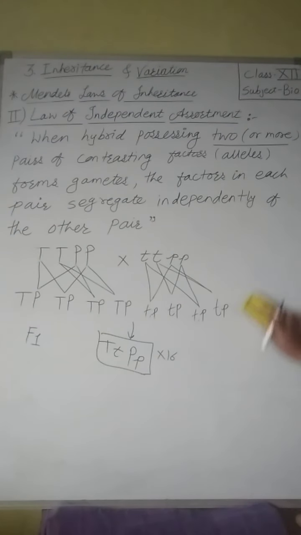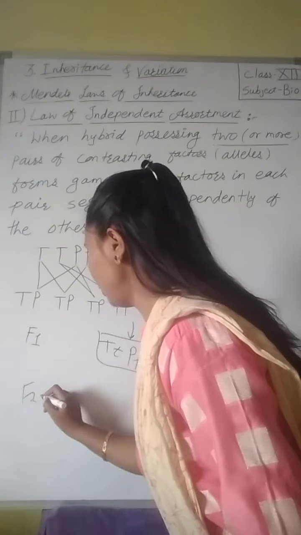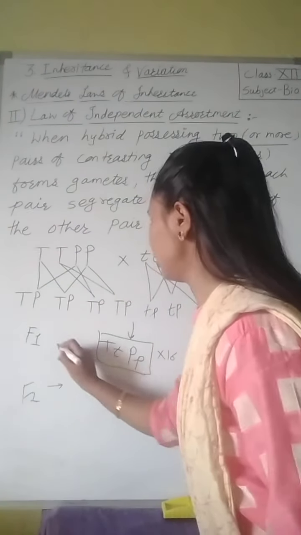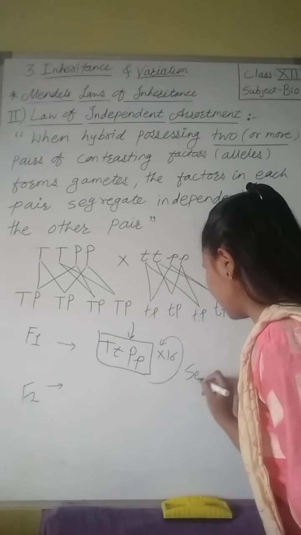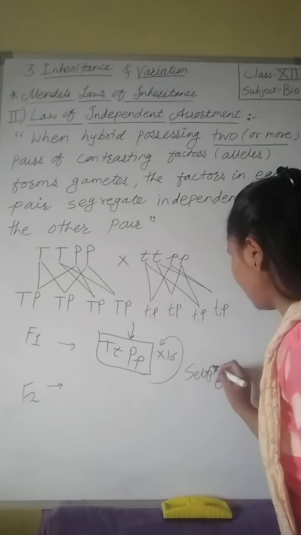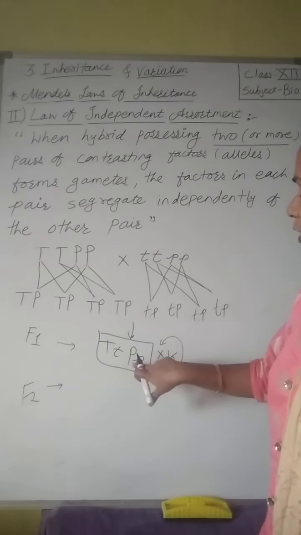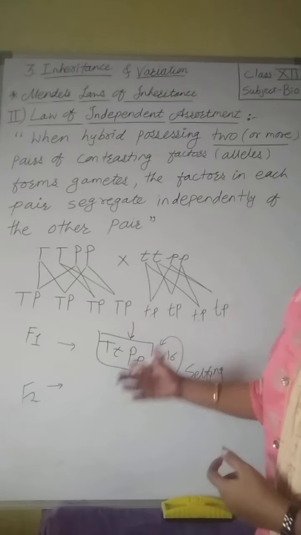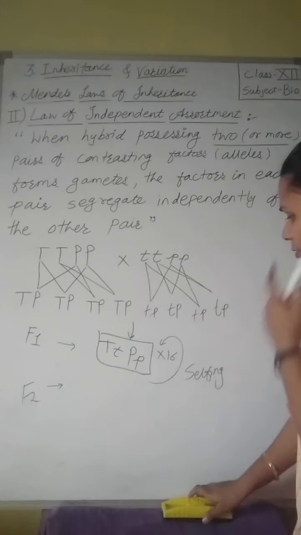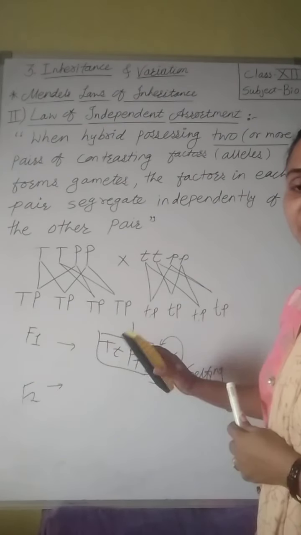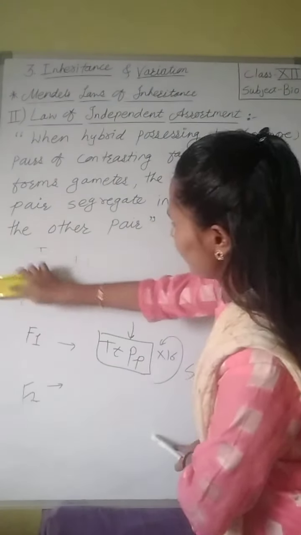Then what we have to do? Selfing for the F2 generation. What is selfing? We are crossing any two gametes from the F1 generation for the F2 generation. Okay. So we can do the same thing here also. This is our F1 generation. We will take any two parts for our purpose.